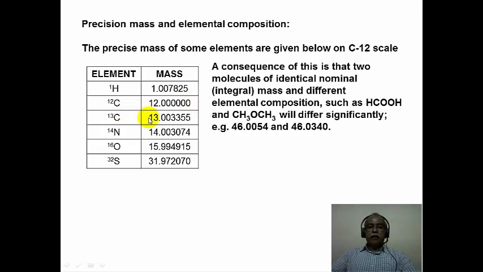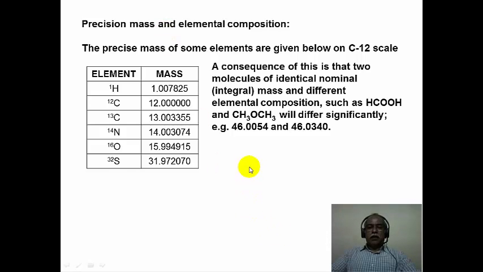Then carbon 13 is 13.003355. This fractional weight is extremely important. Hydrogen is 1.007825, for example, when carbon 12 is used as a standard. Likewise, every element has an isotope with a fractional atomic weight when carbon 12 is taken as a standard. This fractional atomic weight is what is responsible for the precision mass.